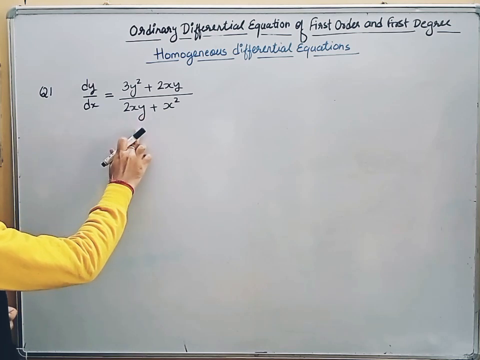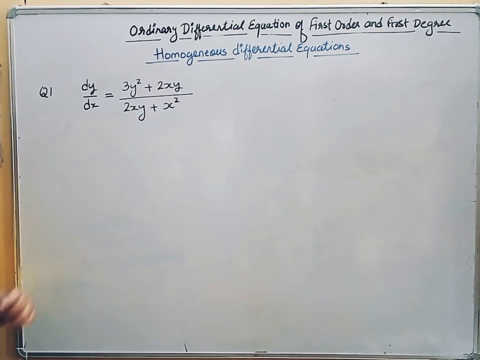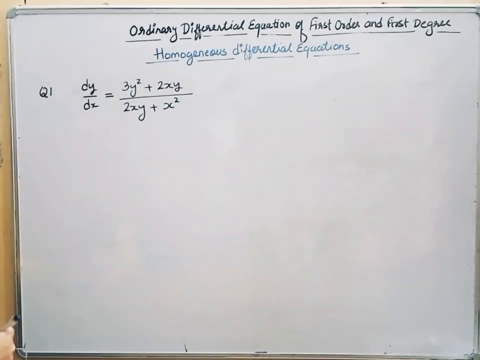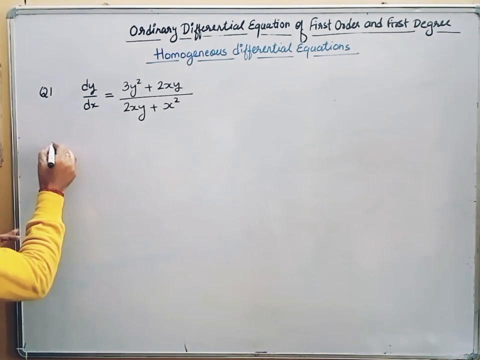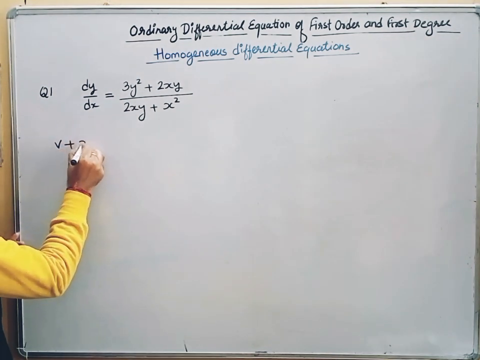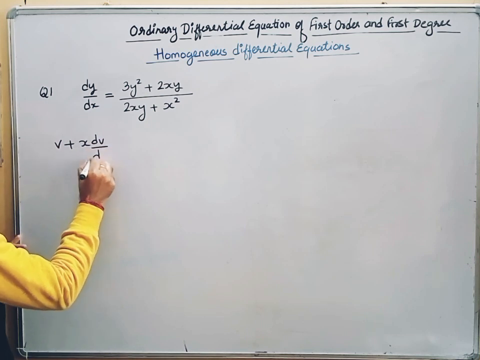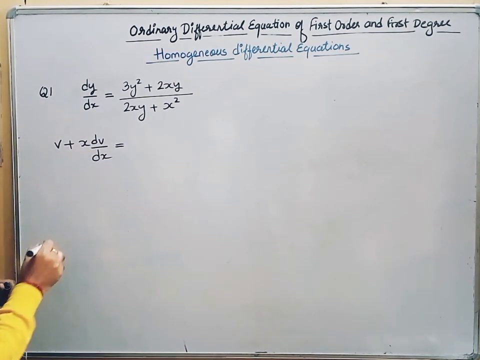This is xy degree 2 and this is x square degree 2. So we'll start with step number 1. We'll substitute y as vx and dy by dx as v plus x dv by dx. So let's substitute this. This will be v plus x dv by dx on the left hand side.